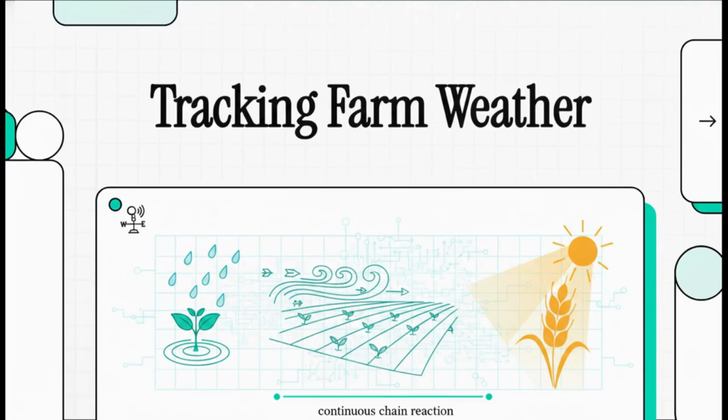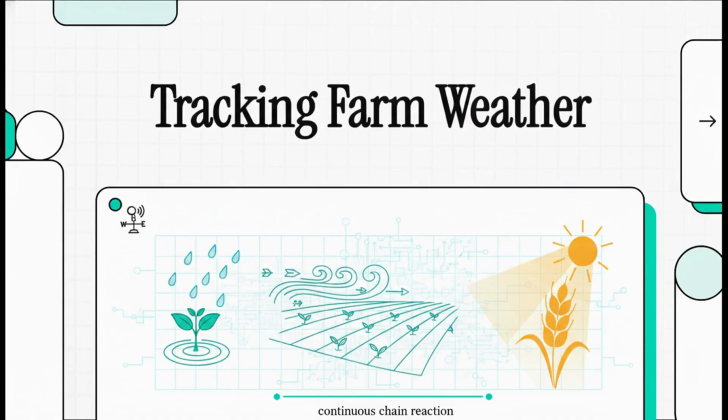Welcome to this explainer. Today, we're going to take the whole agricultural environment and turn it into a precise, measurable science. Because you see, a farm isn't just a patch of dirt where crops happen to grow, it's a completely dynamic, interconnected environmental system. Literally every single drop of water, every gust of wind, and every ray of sunlight, they're all interacting in this massive, continuous chain reaction. And that reaction completely dictates whether a harvest is going to thrive or fail.